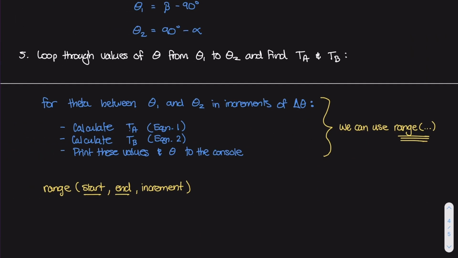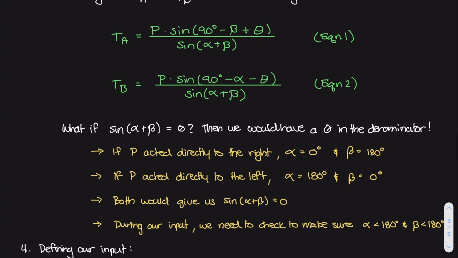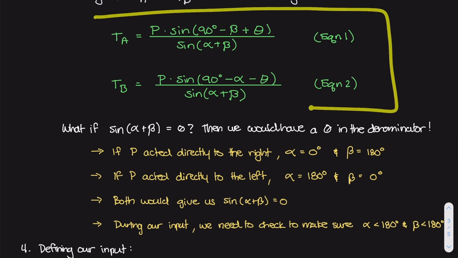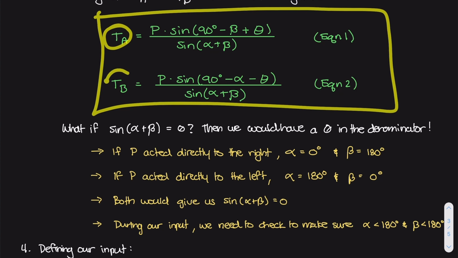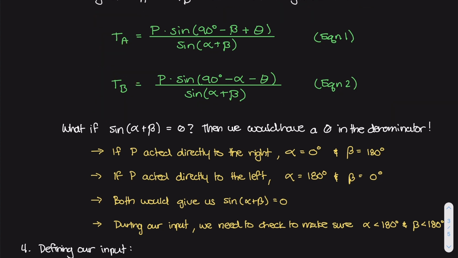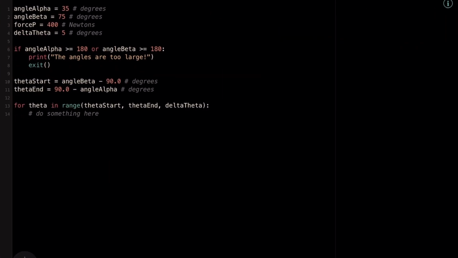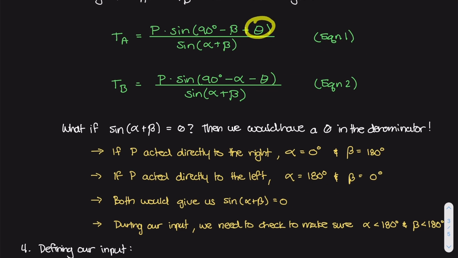So what that allows us to do is, if you remember from the last video, we came up with these two equations right here. We had the tension in cable A and the tension in cable B. Both of these values are functions of this theta value. So when we're iterating through this loop, this theta value for every iteration is what theta is in both of these equations for tension A and tension B. Everything else is known, right? We know the magnitude of P, we know beta, we know alpha.